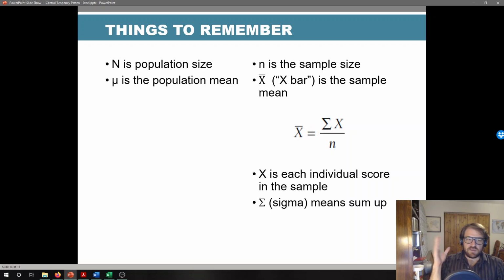Next, capital N is the population size. Little n is the sample size. Mu is a population mean, while x bar is a sample mean. The formula for average, x bar, is the sum of all of your different values, all of your x's, or x sub i, over n. And sigma, again, means take the sum of.